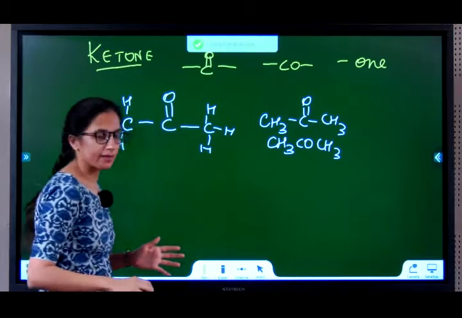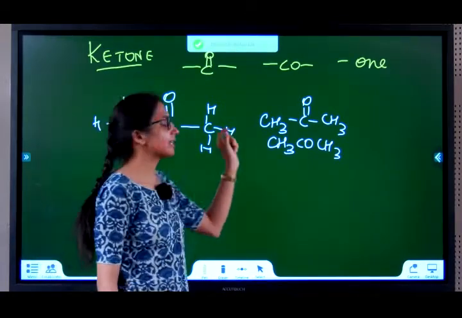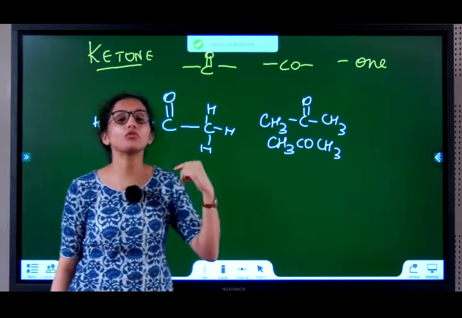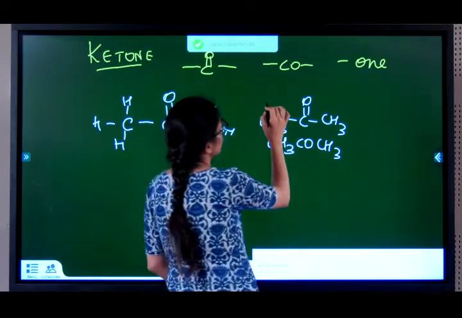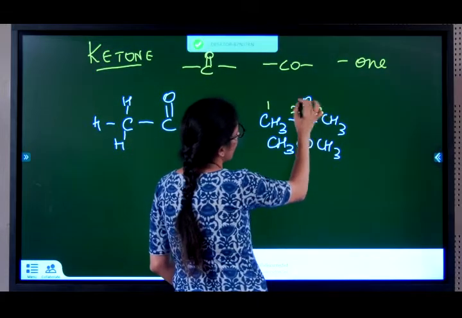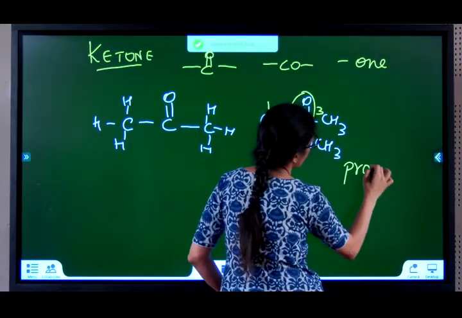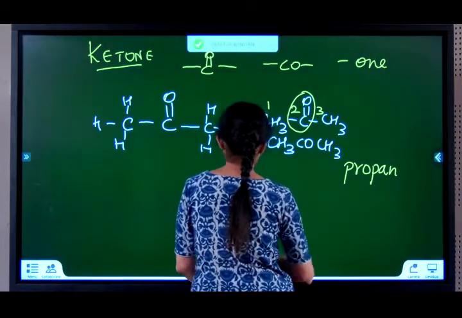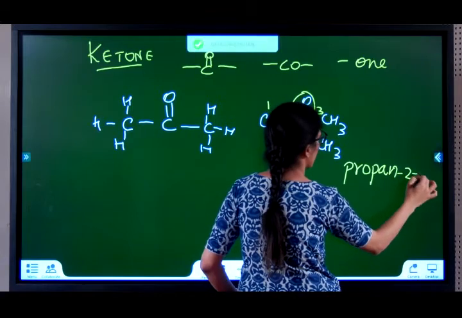All same. Therefore, the first member of the ketone series is propanone. There is no methanone and ethanone, because then it would form an aldehyde group. We saw how. So how do we name this? 1, 2, 3. At position 2 I have the ketone. So propane, remove the E. At position 2 I have the one. Propan-2-one.